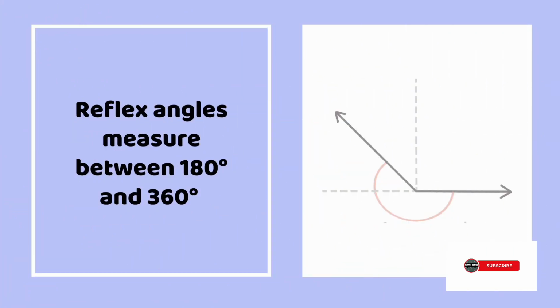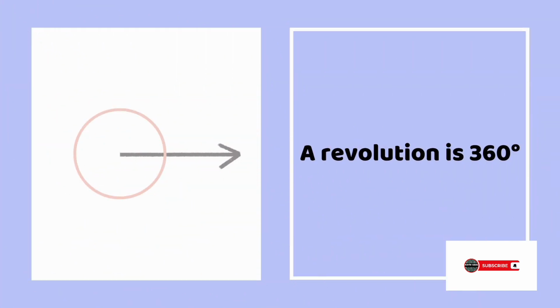Then there is the reflex angle. The measurement of a reflex angle is between 180 to 360 degree. That is less than 360 but greater than 180, like 270, 190, and different angles that fall in the range between 180 to 360 degree. At 360 degree, the angle completes one revolution. One revolution of an angle is equal to 360 degree.